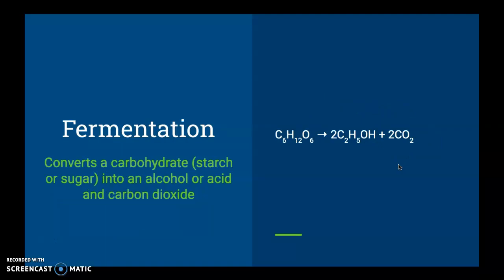Then we have fermentation. This converts a carbohydrate or a starch or sugar into an alcohol or acid and carbon dioxide. So over on the right, we have C6H12O6. And then what's happening now is we're making an alcohol and carbon dioxide. So that breaks up and forms that. And this kind of can just happen over time. So that's fermentation. So we have any sort of starch or sugar, and that would be any sort of carbon group with hydrogen and oxygen in some shape or form. We know it's fermentation though when we're making an alcohol, so with an OH group, and carbon dioxide.